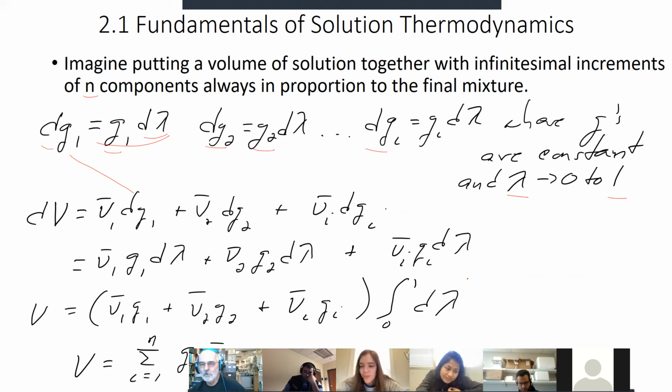Okay, that's a good question because it's an integration. When you integrate d lambda, the integral of d lambda is equal to lambda calculated between 0 and 1. Okay, I should have done this. What that means is 1 minus 0.